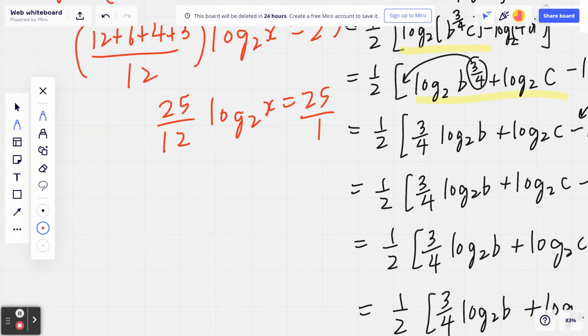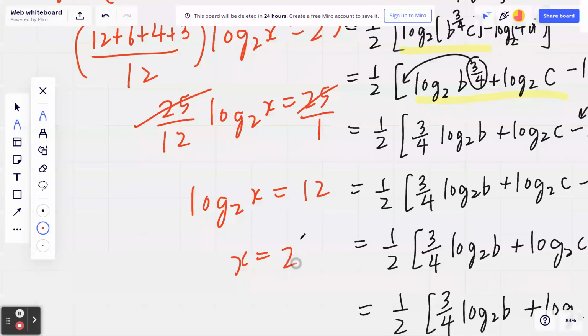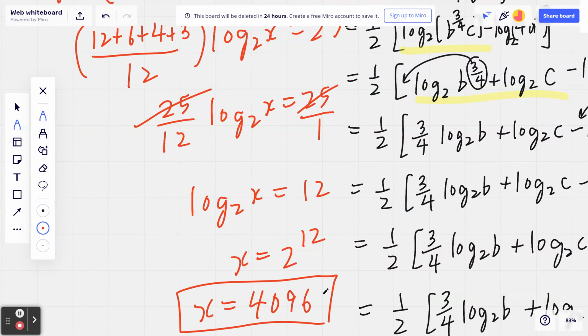The hard part is now over. Cross out the 25. You're dividing both sides by 25. You can also multiply both sides by 12. Now you go from logarithmic form to exponential form. x is going to be 2 to the power of 12. Again, I think this is 4,096. You can grab a calculator and verify this.